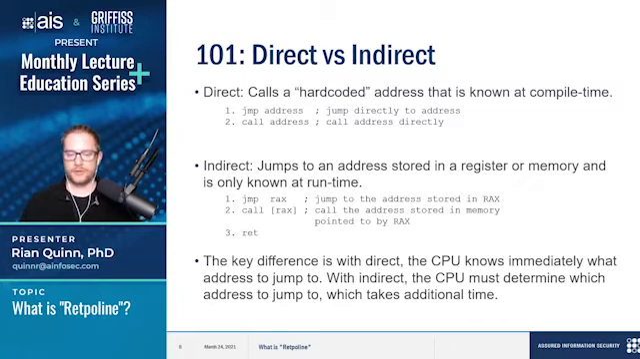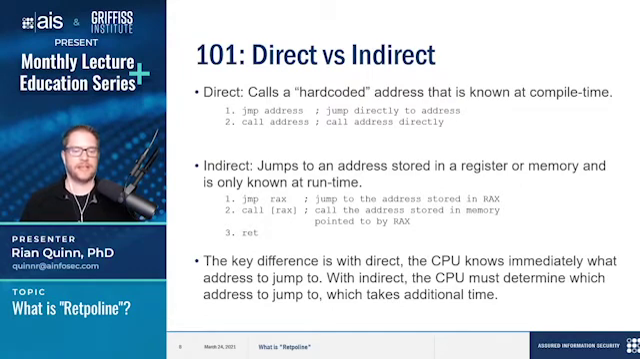To do that, we get the address of where we're going to jump to from a register or from memory. The return instruction is an indirect jump. It doesn't know at compile time where to jump to. It gets the address from the stack. We can do the same thing with jump and call. We can get the address from memory somewhere, or from a register. The important thing to note is that with a direct jump or call, you know exactly where you want to jump to at the time when the code is compiled.